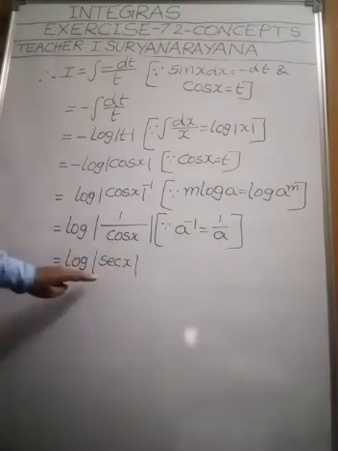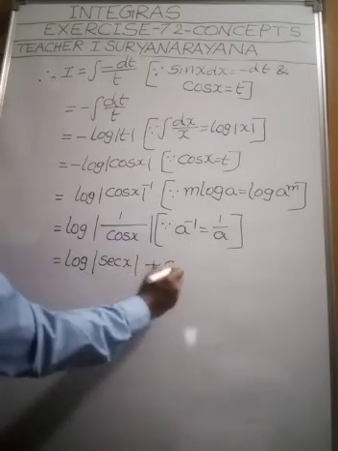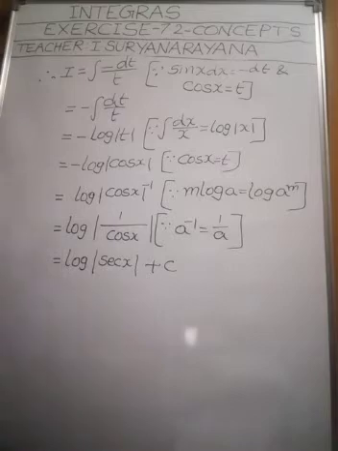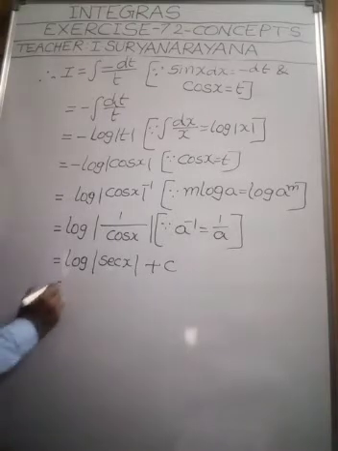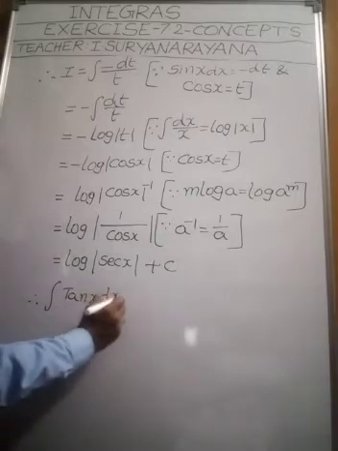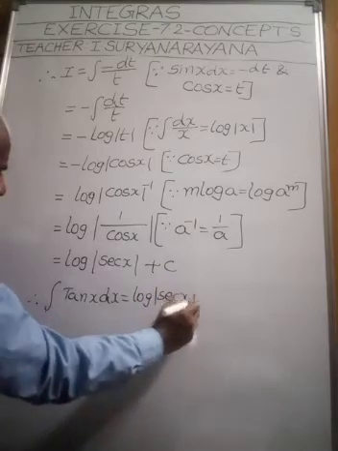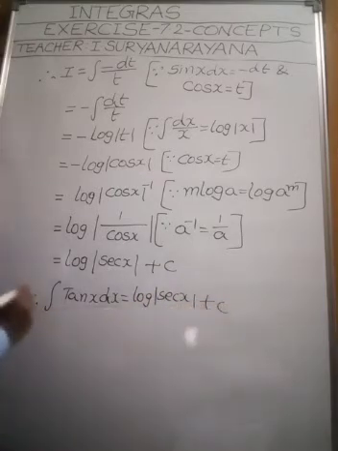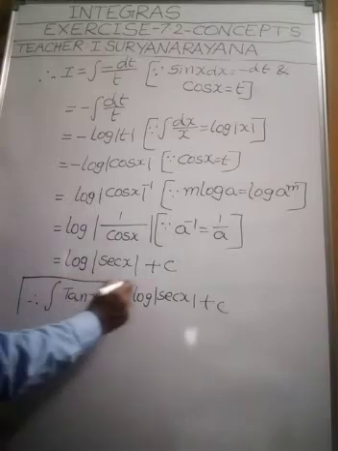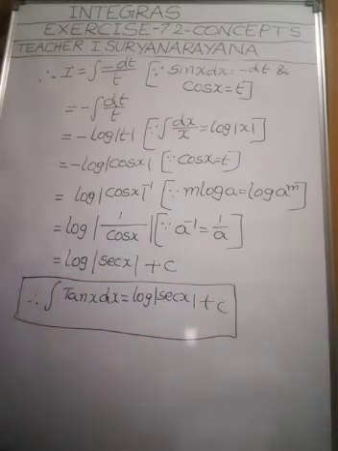So this is the answer. Integral of tan x plus c. At the last step we write the constant of integration. Therefore integral tan x dx is equal to log mod secant x plus c. Hereafter we use this result as a formula. Okay, my children, understood? Right.